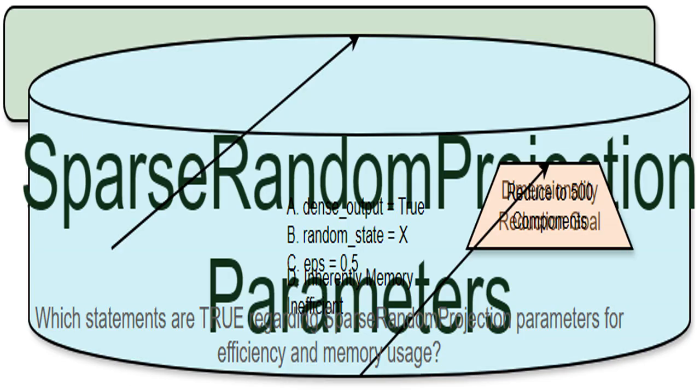This is a setting in the sparse random projection algorithm. It means the output will be a full, or dense, matrix. This means that even if the input is sparse, the output will be filled with data, including many zeros. This can consume a lot of memory for large datasets.